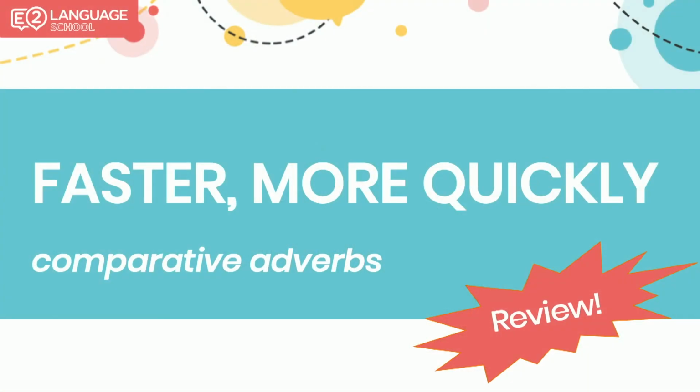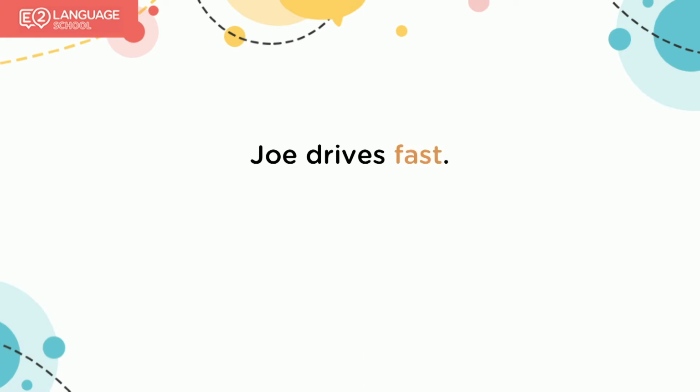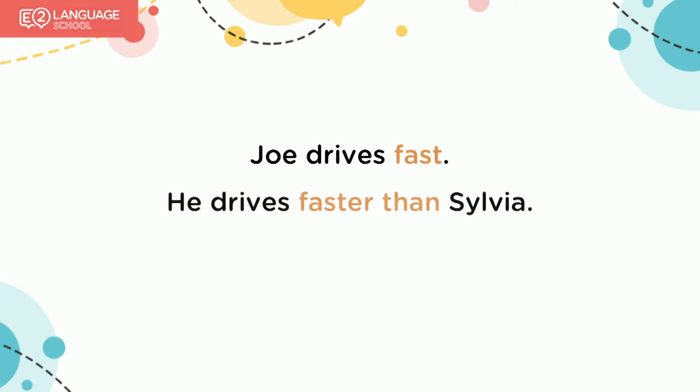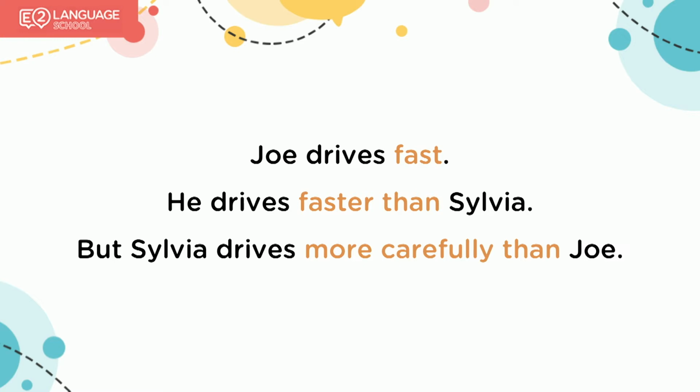In this lesson, we're going to learn how to compare the way people do things by using words like faster or more quickly. So, here are a few sentences. Joe drives fast. He drives faster than Sylvia, but Sylvia drives more carefully than Joe. So in here, we have a number of comparative adverbs comparing the way that people do things.